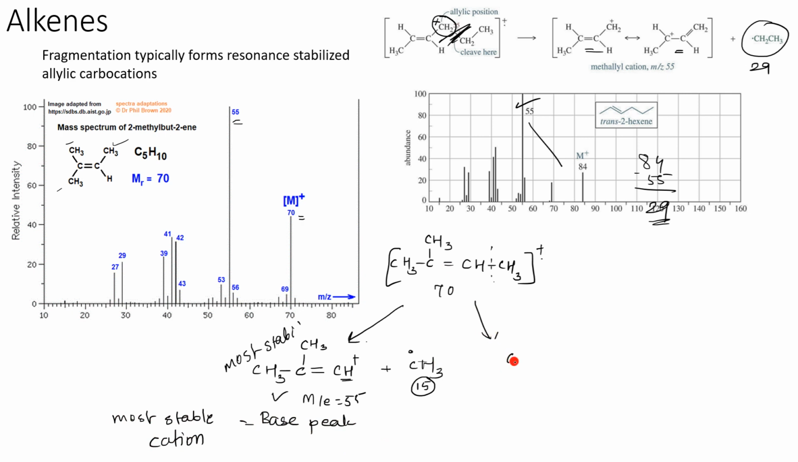Now, the other way in which this can break is this way also. This is also a secondary carbocation. So it is breaking down over here. So the hydrogen goes over here. This thing goes over here. So it's like this. Sorry, CH2 double bond CH2. This is how these two fragments can be formed and the value of this is 43.